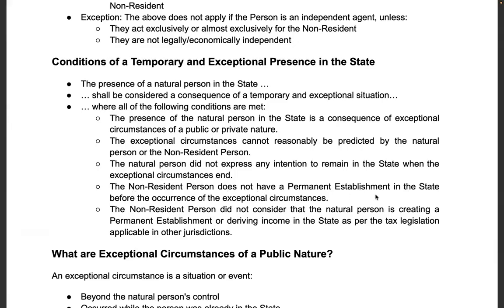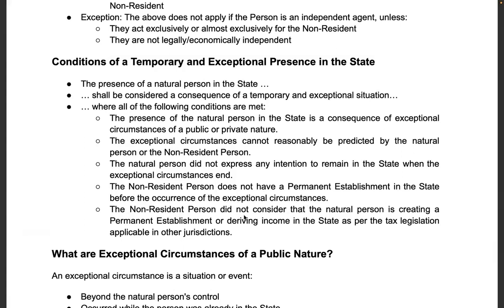Fourth, the non-resident person does not have a permanent establishment in the state before the occurrence of the exceptional circumstances. There shouldn't be any other, like you already had a branch here. If you already had a branch, you already have a permanent establishment here.